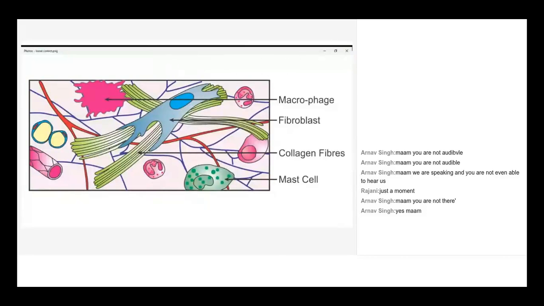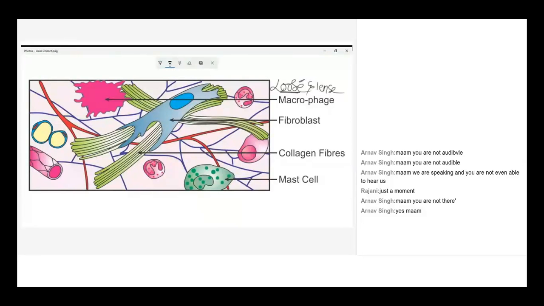When you take the connective tissue, we have different types of connective tissue. Among them, this is an example of loose connective tissue. We have various other connective tissues also, and we'll discuss each one in detail. First, we'll discuss the loose connective tissue. Then we'll go for the other types, called dense connective tissue, later.